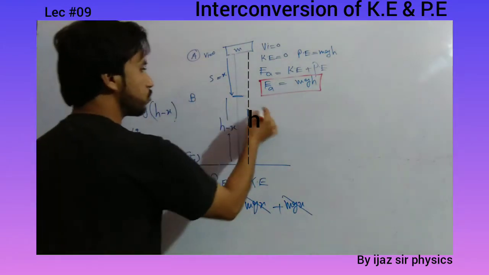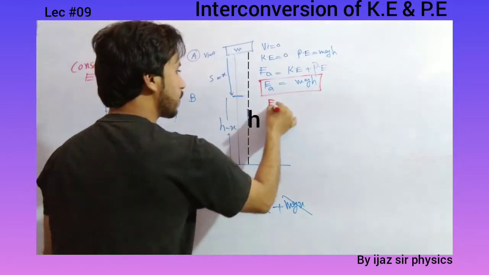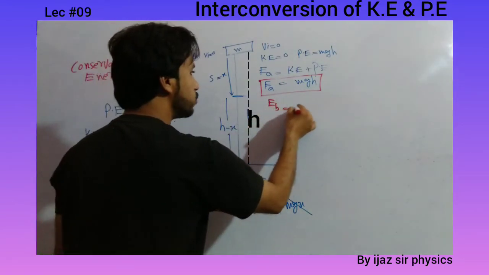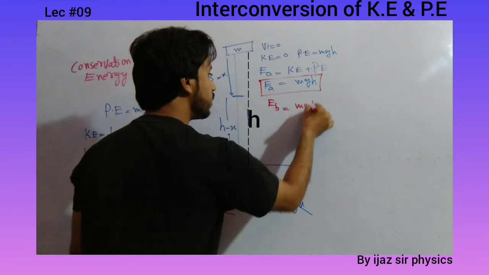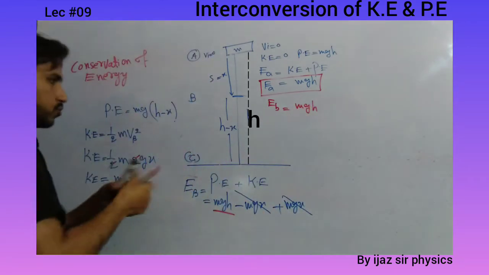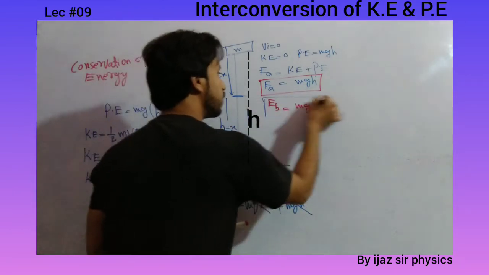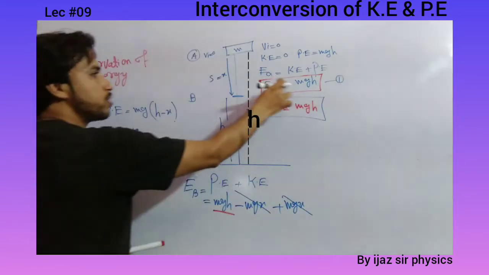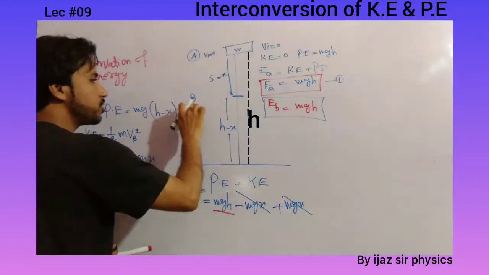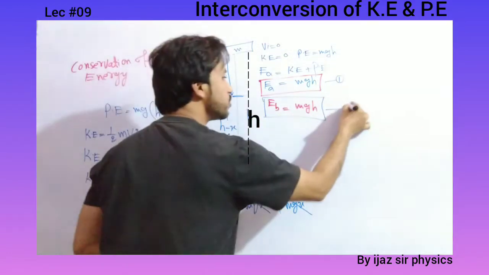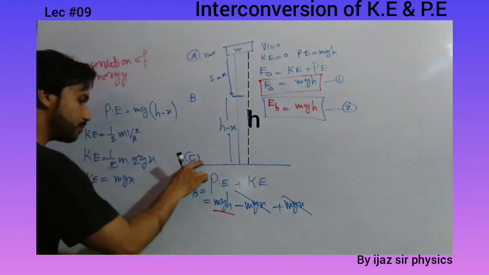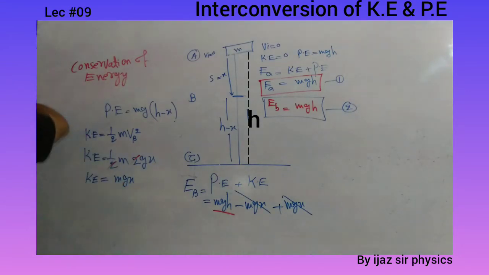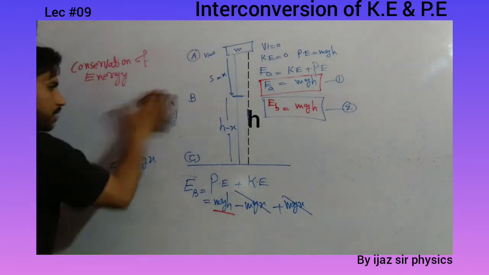So here total energy EB is equal to mgh. See here, equation number 1: at position A, total energy is mgh. At position B, total energy is mgh. This is equation number 2. Now we see position C.